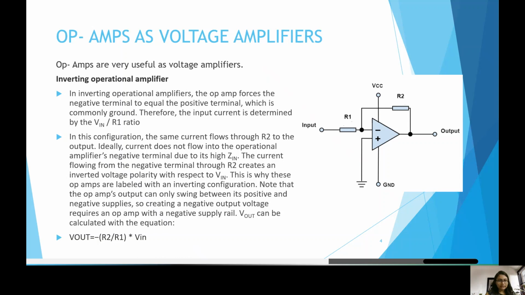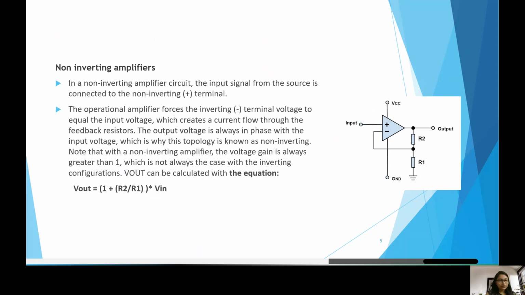Op-amps as voltage amplifiers. There are two main circuits of op-amps being used as voltage amplifiers. The inverting operational amplifier: in this case, the op-amp forces the negative terminal to be equal to the positive terminal, which is commonly ground. Therefore, the input current is determined by the Vin by R1 ratio. Here, the gain of the amplifier is minus R2 by R1, and thus the Vout is given by minus R2 by R1 into Vin.